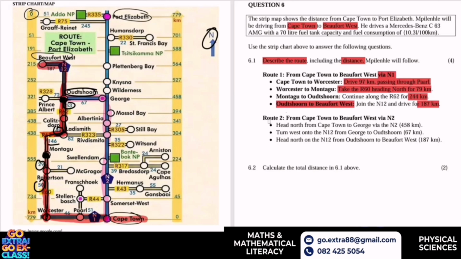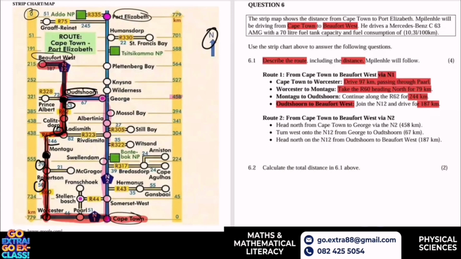So now, that is route number 2. Route number 2 is how you can describe it, from Cape Town to Bedford West via N2. First you can say from Cape Town, you will head north from Cape Town to George, and the distance from 0 up to George, therefore, you can say is 458.